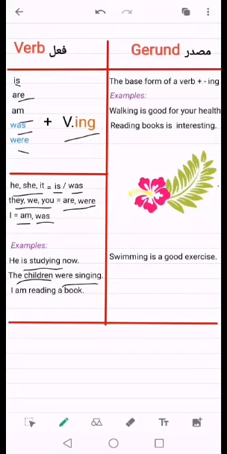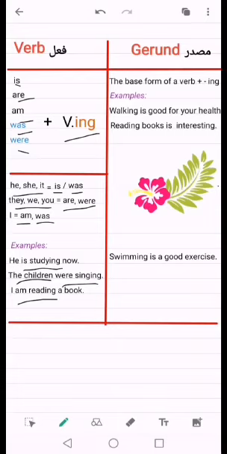And in the third sentence, I am reading a book. Here we start with the subject, which is I, and with I we use am. So the verb in this sentence is what? The verb is am reading. Am reading. Okay. Now let's move to the gerund.